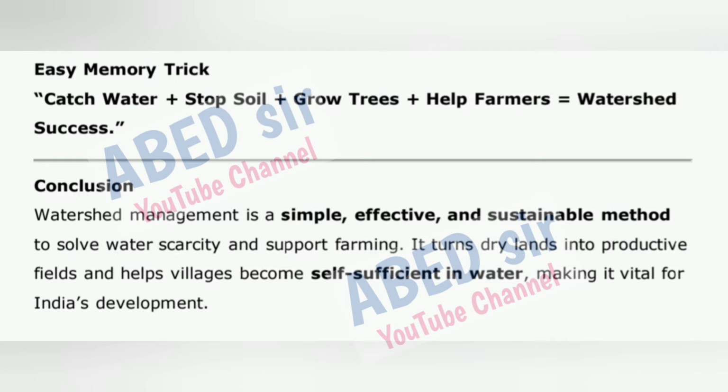Conclusion. Watershed management is a simple, effective, and sustainable method to solve water scarcity and support farming. It turns dry lands into productive fields and helps villages become self-sufficient in water, making it vital for India's development.